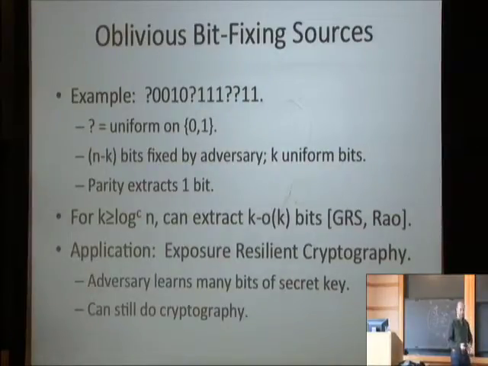We have one question. When the n-k bits are fixed by the adversary, is the adversary allowed to choose after seeing the bits? No, the adversary chooses the bits first. That's what makes it oblivious. Adaptive would be the other way around.